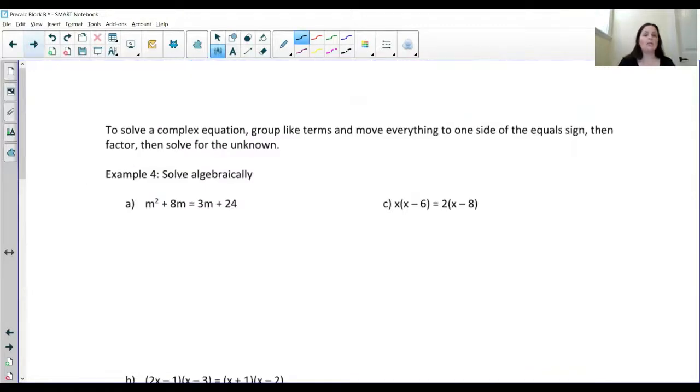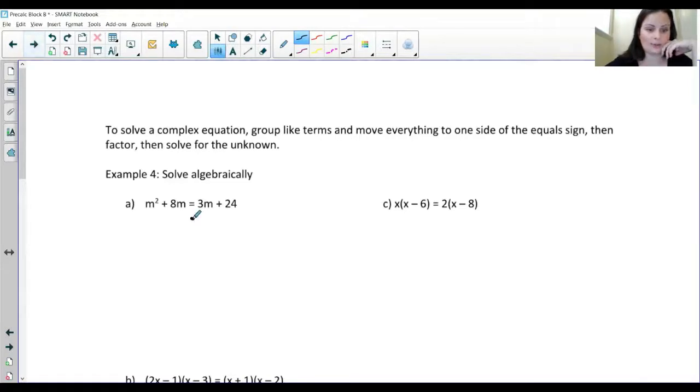So to solve a complex equation, group your like terms and move everything to one side of the equal sign, then factor, then solve for the unknown. So here we have a bunch of things that are all over the place. We need to move them all to one side. We need to make it equal to 0 because then we can use our factoring skills and our understanding of how to factor with algebra to them.